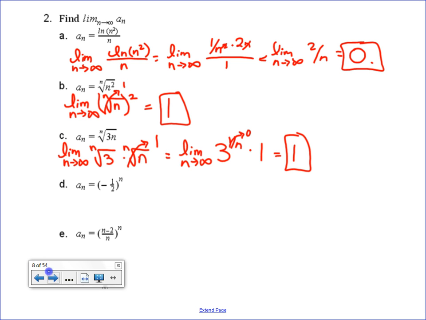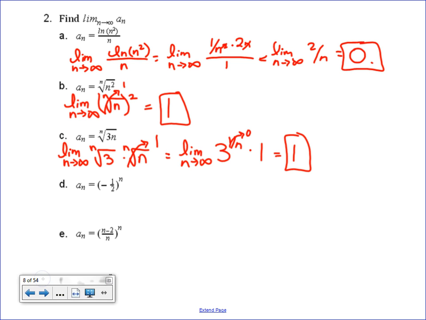Guys, look at our special converging sequences. How about part D? How about negative 1/2 to the n? 0. Negative 1/2 to the 1, negative 1/2, 1/4, negative 1/8, 1/16, negative 1/32, going to 0.